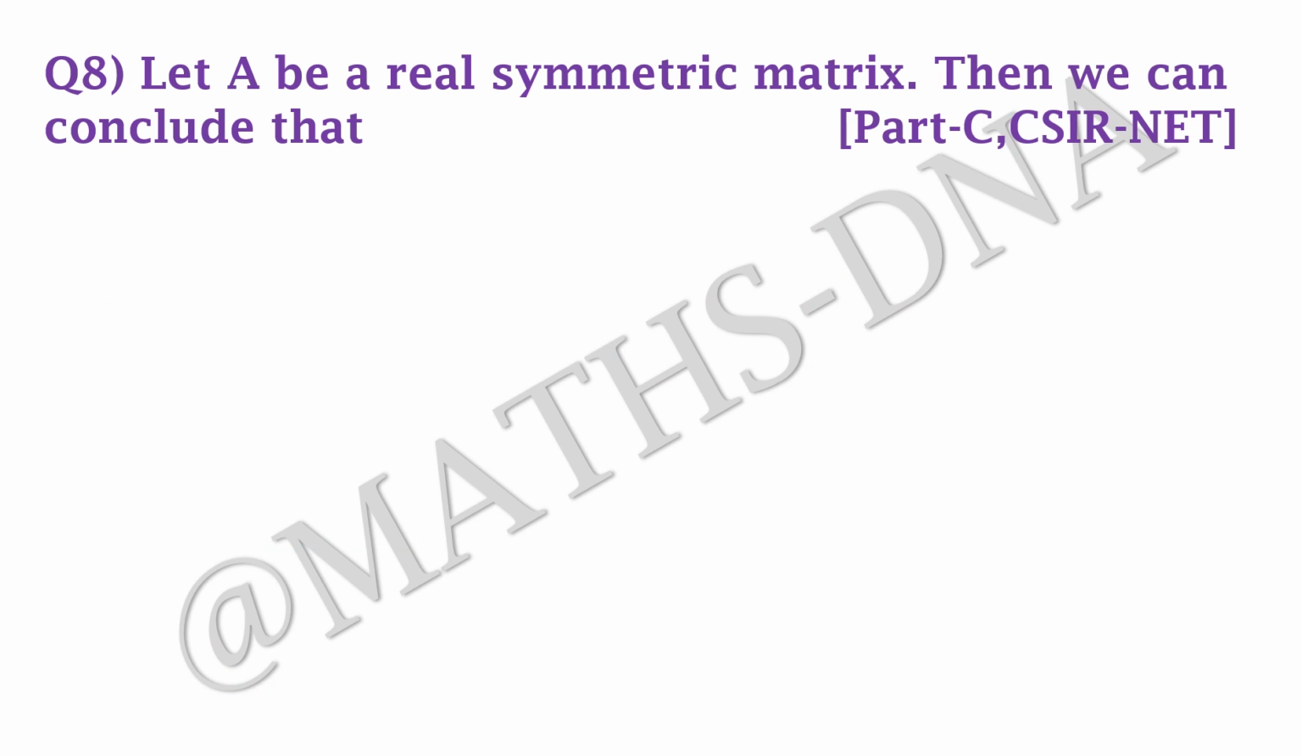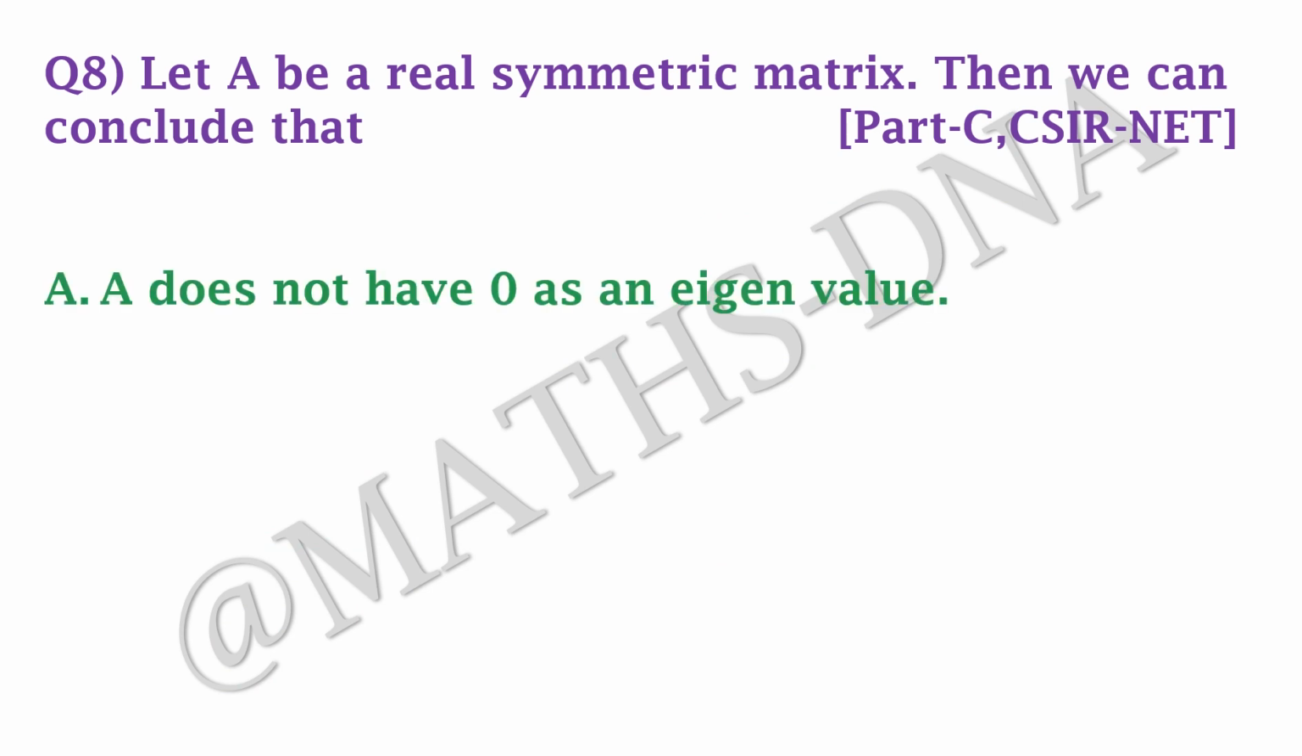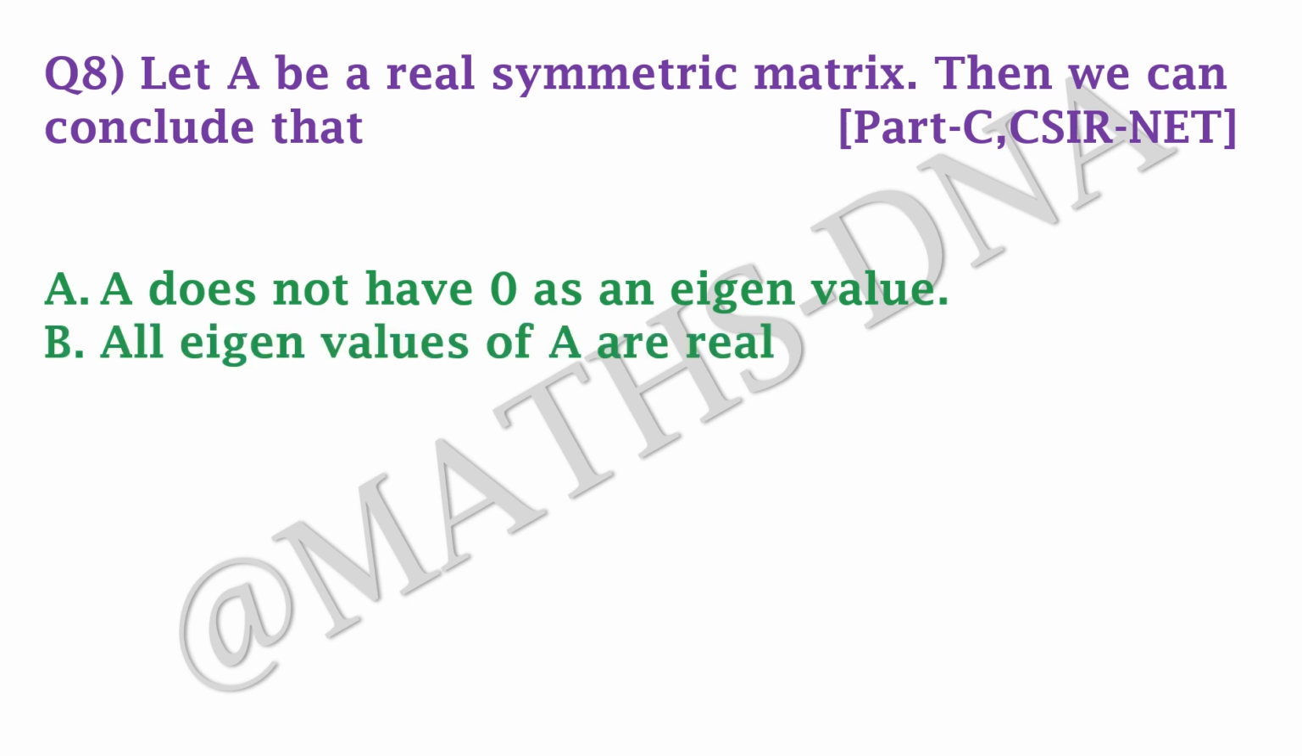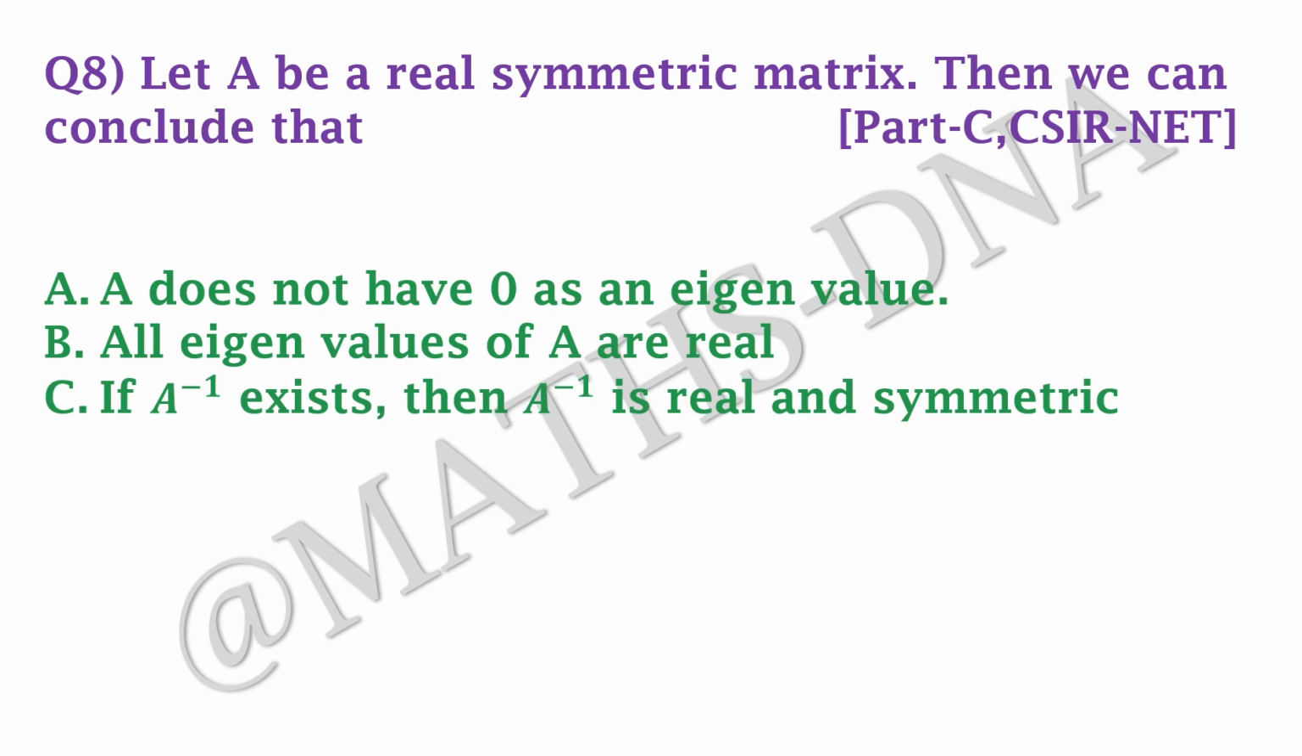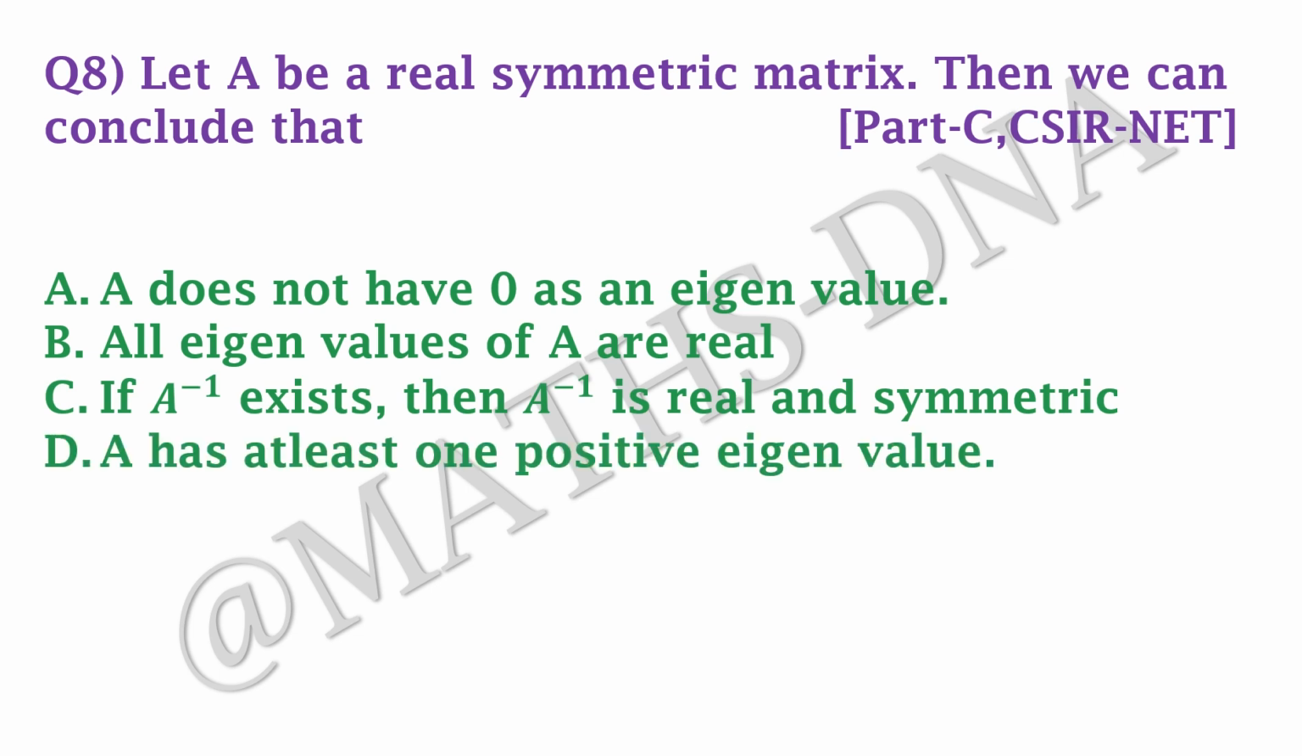Moving on to our 8th question. Let A be a real symmetric matrix, then we can conclude that... Now this question was asked in part C of CSIR-NET examination. The options are A, A does not have 0 as an eigenvalue, B, all eigenvalues of A are real, C, if A inverse exists, then A inverse is real and symmetric, and D, A has at least one positive eigenvalue. I would recommend you to solve it first and then verify your answer with our solution.